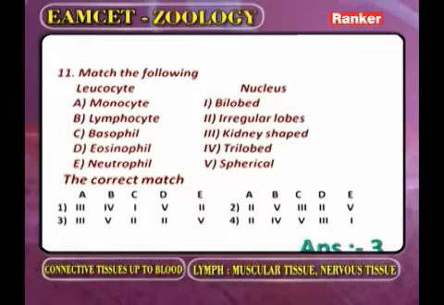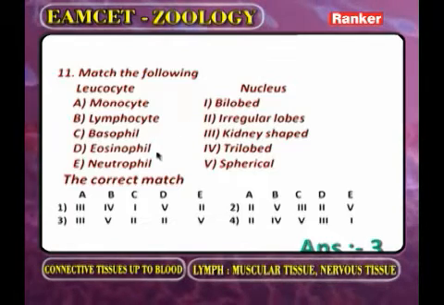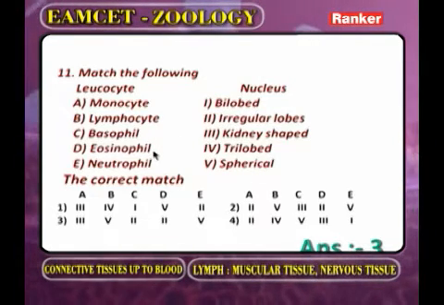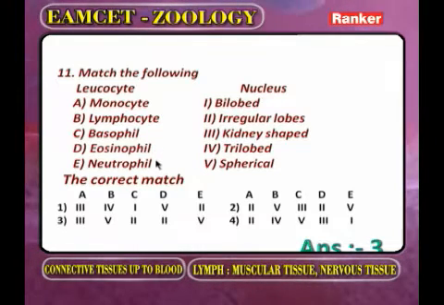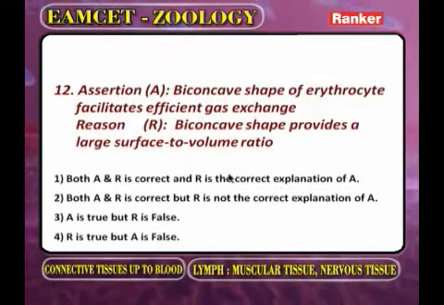Now monocyte. In the monocyte, what type of nucleus is present? The kidney shaped nucleus. What about the lymphocyte? The spherical nucleus. What about the basophil? The nucleus having irregular lobes. What about the eosinophils? The nucleus is divided into two lobes, that we call bilobed. And the last one is the neutrophil. In the neutrophil, the nucleus may be trilobed or many-lobed or five-lobed. Whatever it may be, the answer is correct for the neutrophil. Now we go for the next question.